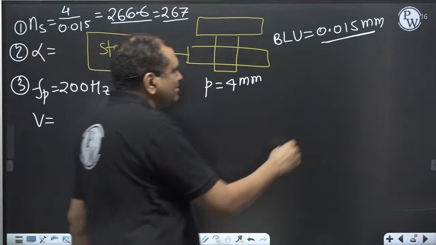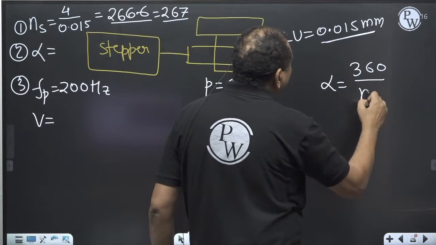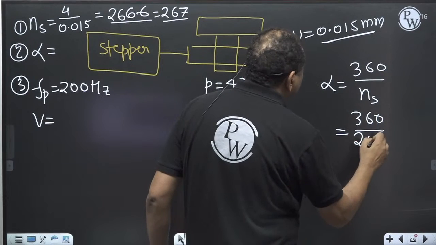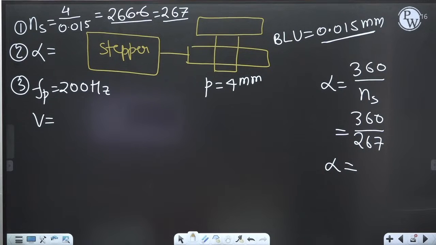Step angle is 360 divided by NS, divided by 267. So the alpha, you can get the value of alpha as 1.34 degrees.